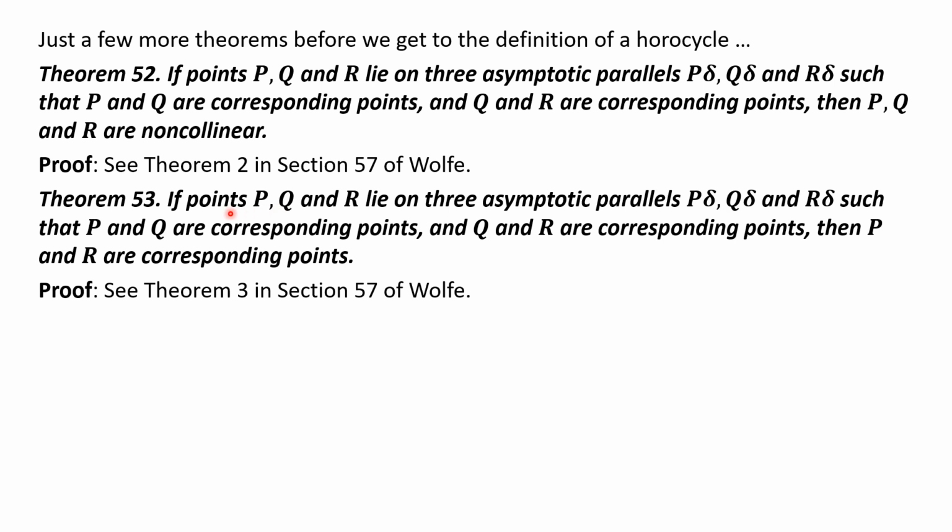Okay, so that's one. And then second theorem is if P, Q, and R lie on 3 asymptotic parallels, P delta, Q delta, and R delta, so they all point in the same direction, such that P and Q are corresponding points, and Q and R are corresponding points, then you have transitivity in the sense that P and R are corresponding points.